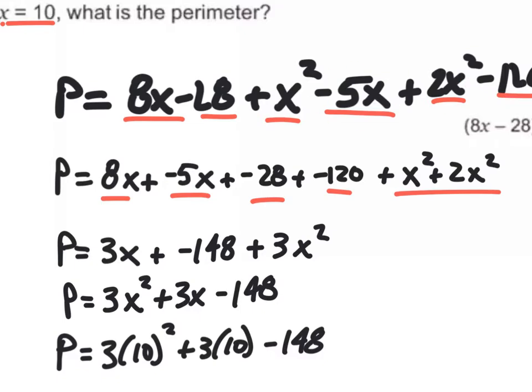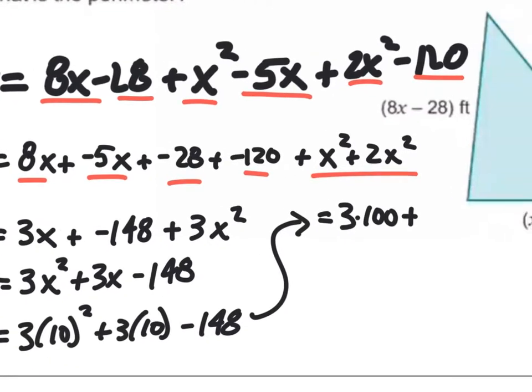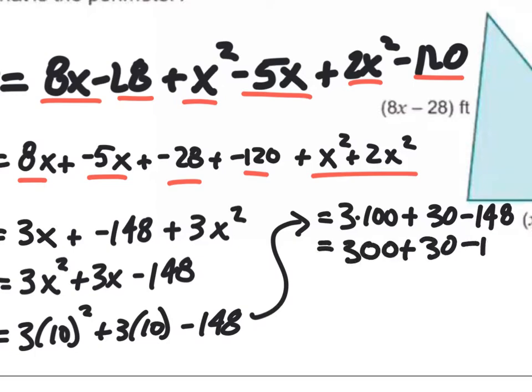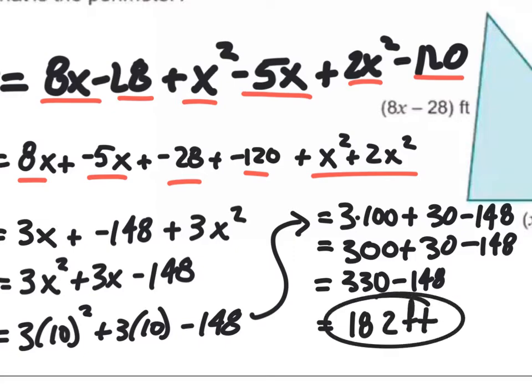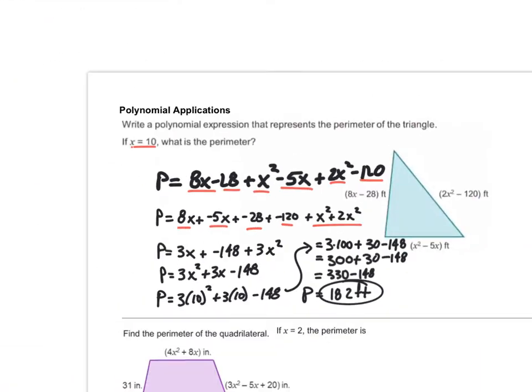Okay, so 3 times 10 squared. Let's do our exponents first. So we get 3 times 100 plus 30 minus 148. And so this is going to give me 300 plus 30 minus 148. And so then this is going to give me 330 minus 148, and 330 minus 148 is going to give me an answer of 182 feet. And that's your perimeter when x is 10, okay? And so that's the idea on that one.